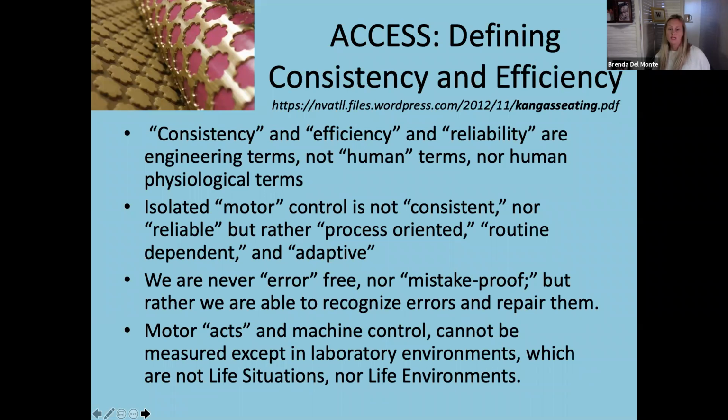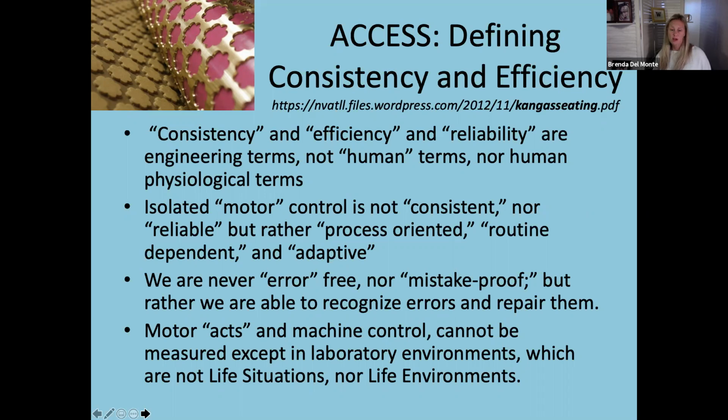Isolated motor is not consistent nor reliable, but rather process-oriented, routine, independent, and adaptive. And again, if you read some of her articles and your background is not OT or PT, it can kind of blow your mind. But motor control is not consistent. We have different motor control based on the process that we're supposed to do. Walking is a gross motor. Sometimes we'll stop walking in order to make our fingers do something. I don't know if you guys have seen this, where people stop to text and then they keep walking because they really can't put it all together.